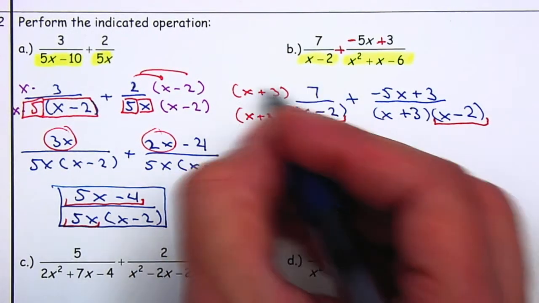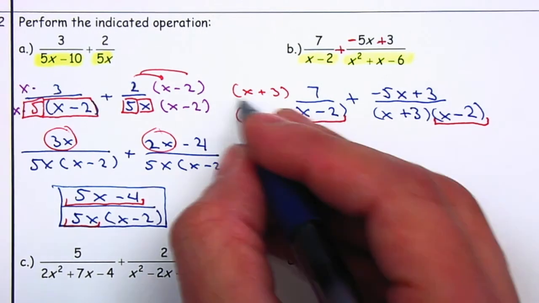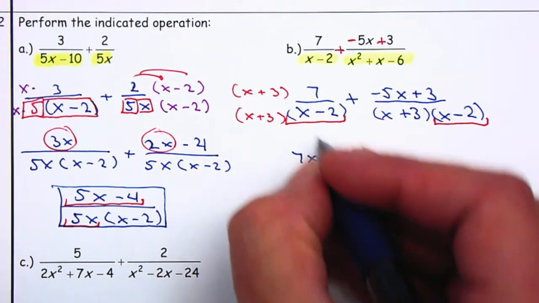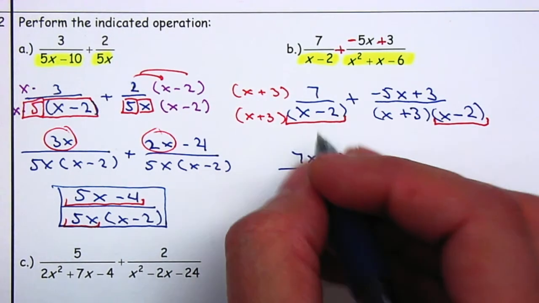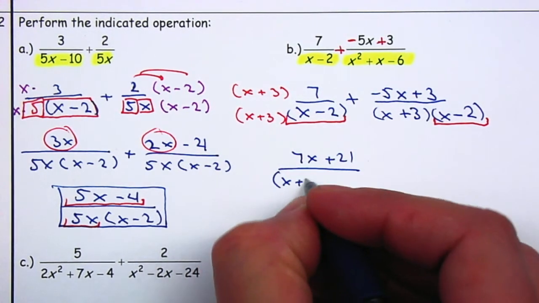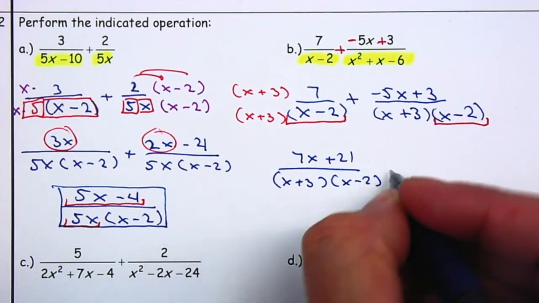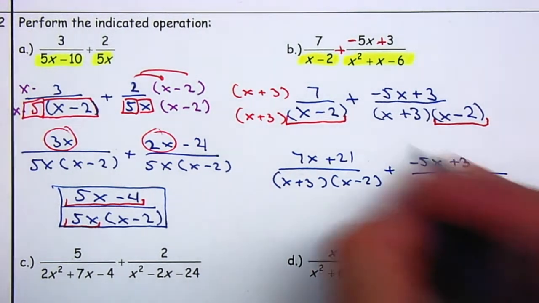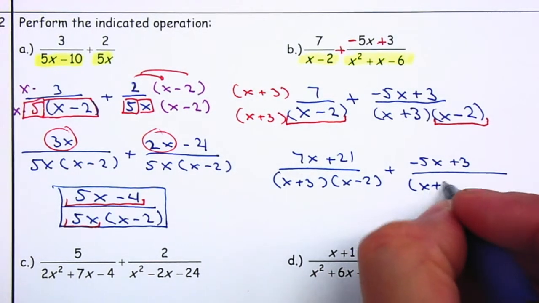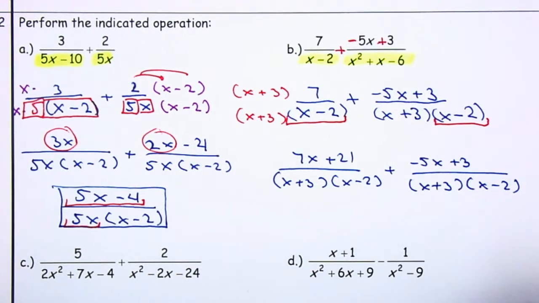Let's use the distributive property here on top. So it'll be 7 times x will be 7x. 7 times 3 will be positive 21. Do not multiply the denominators, just leave it as this: x plus 3, x minus 2. Plus negative 5x plus 3. The denominator stays the same: x plus 3, x minus 2.